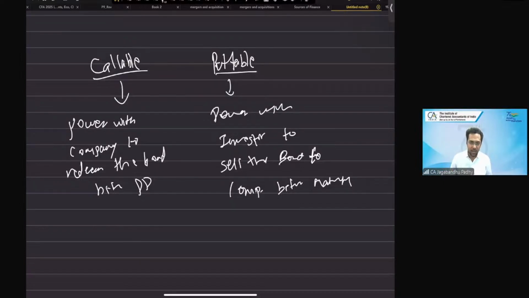Same way, if as an investor, I have the option to give the bond back to the company and get it redeemed before the due date, then it's called a puttable bond. Okay, sir. Thank you.